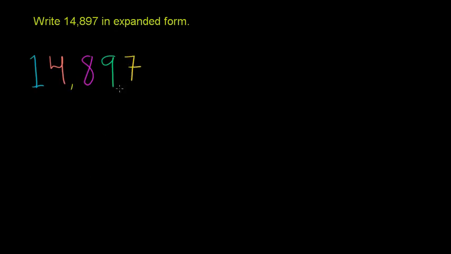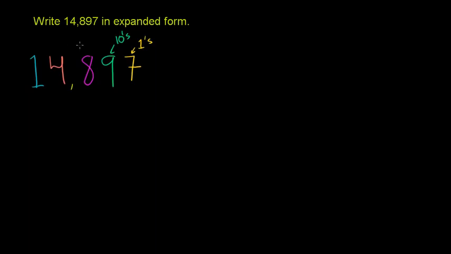So let's think about what place each of these digits are in. The 7 is in the ones place. The 9 is in the tens place. This literally represents 9 tens. And we're going to see this in a second. This literally represents 7 ones.